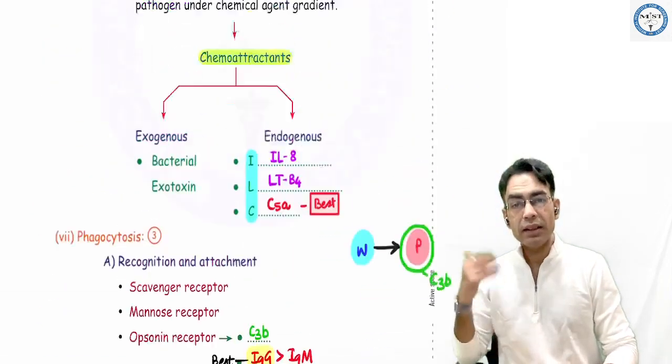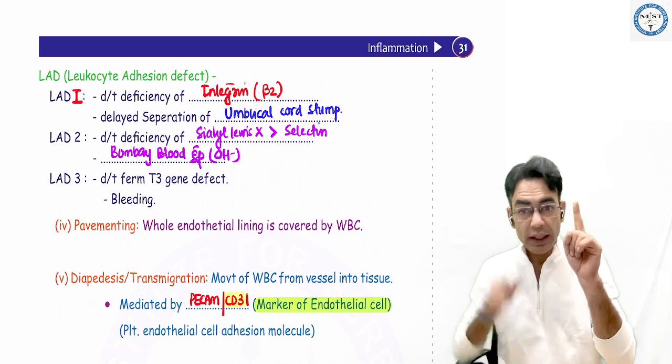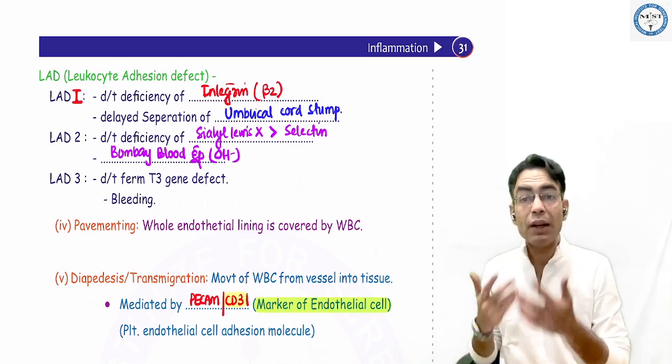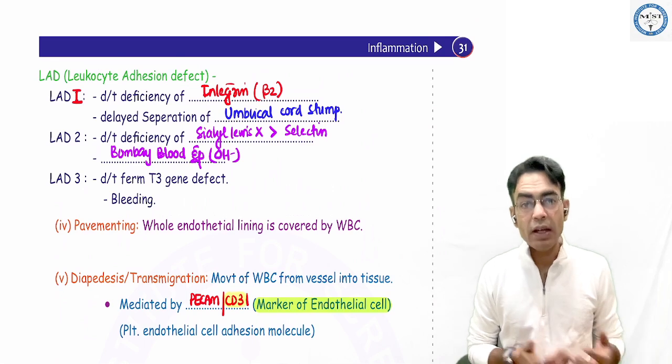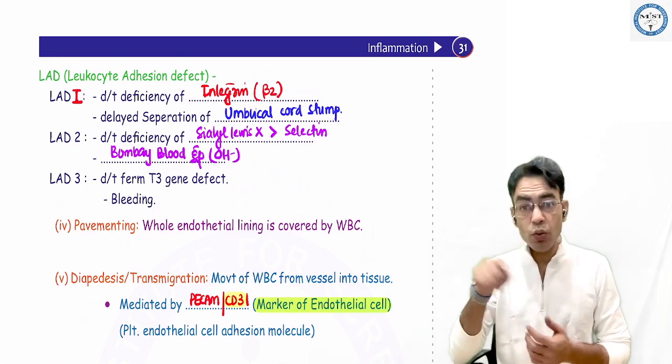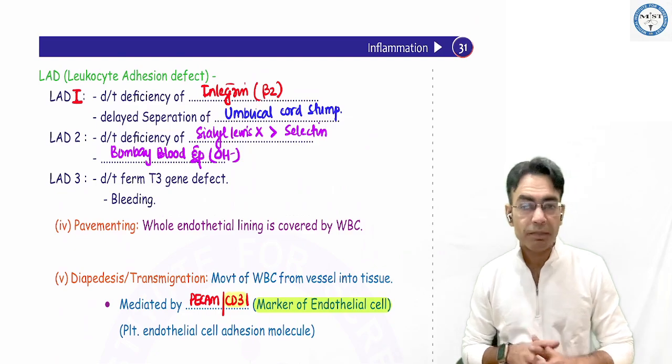Okay. And the third and the final disease which we have to discuss is LAD. LAD1, Roman I, is an integrin defect, with delayed separation of the umbilical cord. And LAD2, Roman II, is a defect of sialyl Lewis X, and it is seen with Bombay blood group.